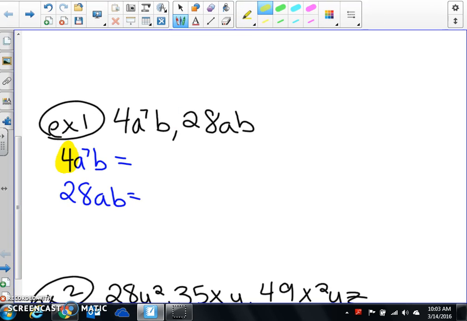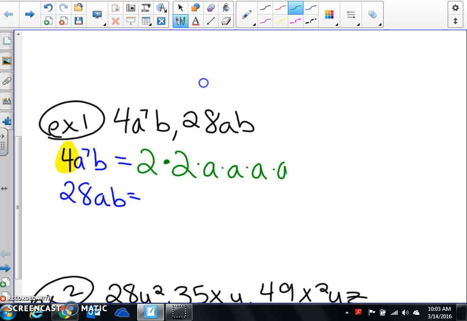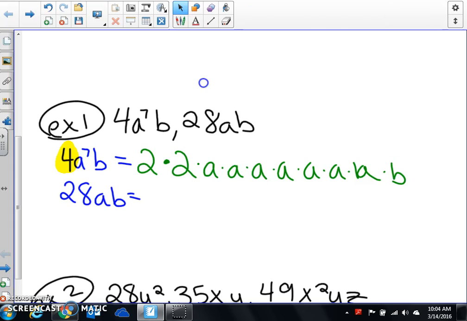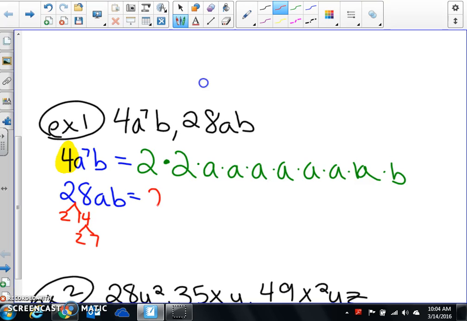So 4 is divisible by 2 and 2. So 2 times 2 is 4. I've got 7 A's. Oops, 7, right? 1, 2, 3, 4, 5, 6, 7. And I've got a B. For 28A to the B, you can even do a little factor tree over here. 2, 14, 2, 7. So 28 is 2 times 2 times 7, and then I've got 1 A and 1 B.